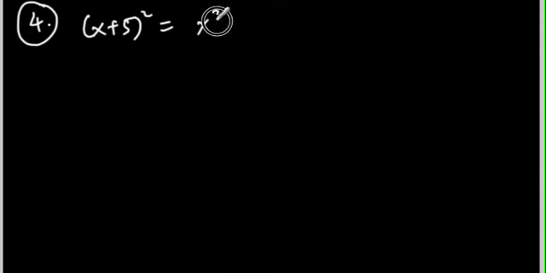Again, same deal. x squared plus 10x, right? You multiply the first term, the second term times 2. So 5 times x times 2 is 10x plus 25.